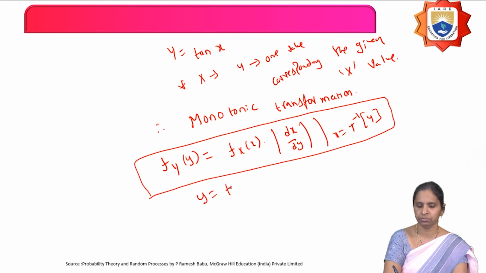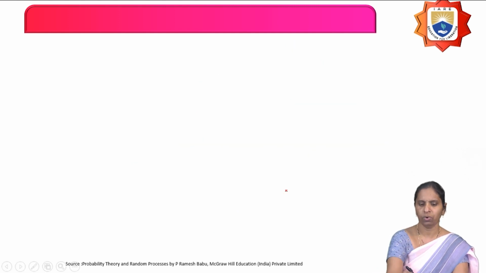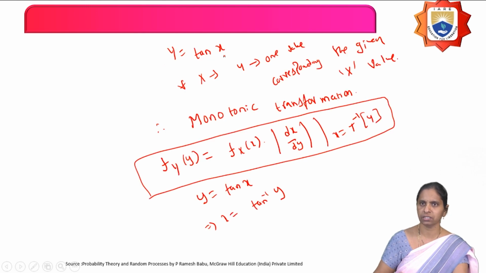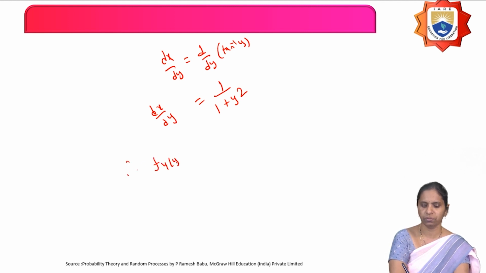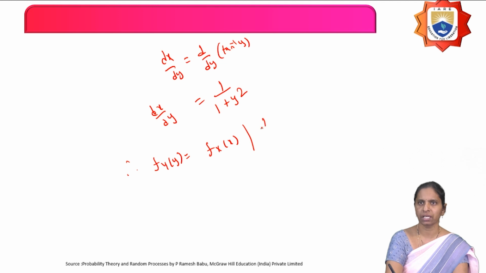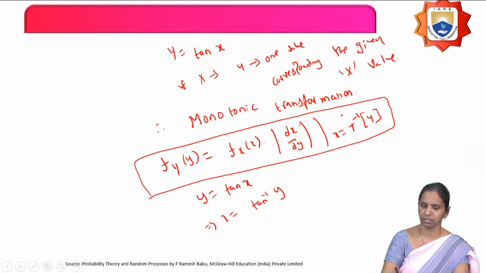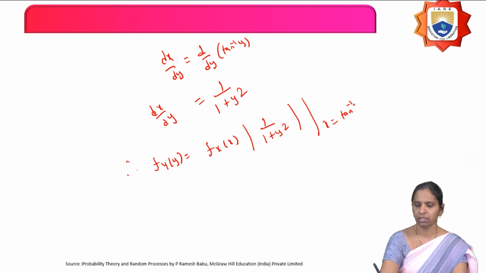So, y equals tan of x. From this, x equals tan inverse of y. Now, what is dx by dy? It is the differentiation of x, where x equals tan inverse of y. Therefore, what do you get here? d by dy of tan inverse of y. What is the differentiation of tan inverse y? It is nothing but 1 by 1 plus y square. This is dx by dy. Therefore, fy of y equals fx of x into mod of dx by dy. So, dx by dy is 1 by 1 plus y square, where x equals tan inverse of y.